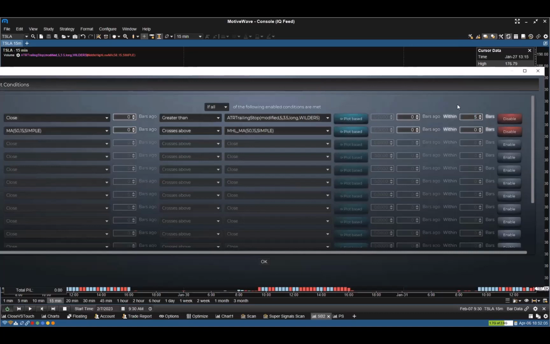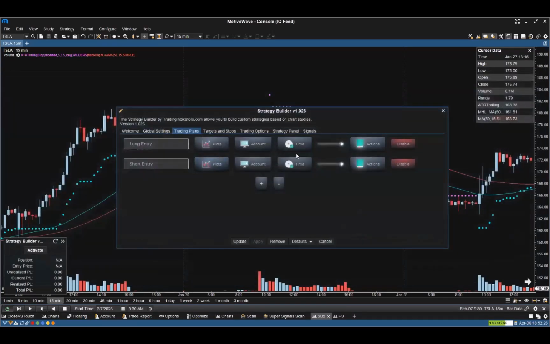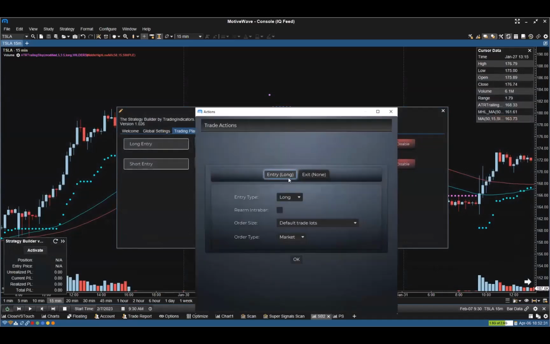If that's the case, if this happened, that we were above the trailing stop within the last 5 bars, and our MA, the blue line, crossed above our MHL MA, which is the red line in that study, on the current bar. So if we were above the trailing stop within 5 bars, and then we just had that crossover of those 2 lines, then I want to take an action. So the arrow, our conditions, heads over to our actions. We're going to take a long. And in this case, default trade lots is my order size, which tends to be 1 unit. And we're going to go long 1 unit at market. We're not going to use a limit or a stop order.